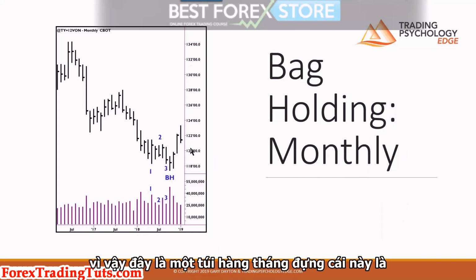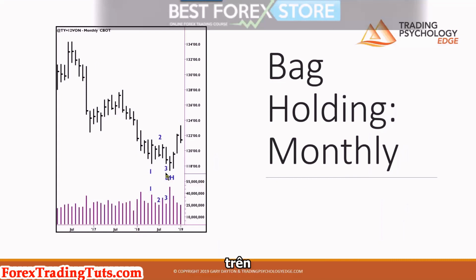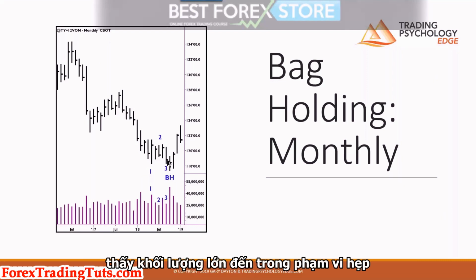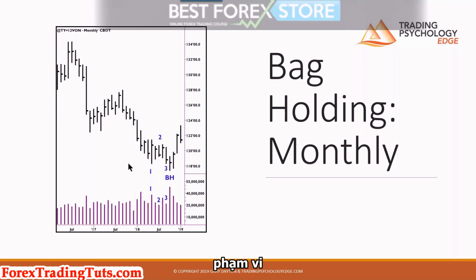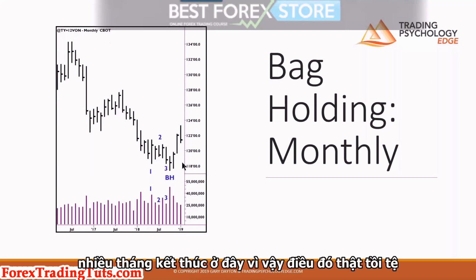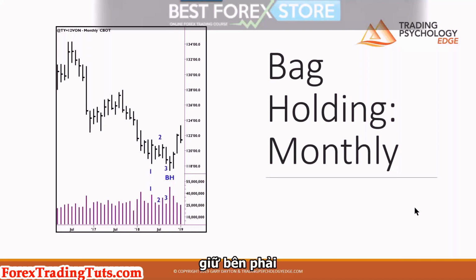So here's a monthly bag holding. This is on the 10-year note. You can see, I just focus on this. You can see the high volume coming in, narrow range. Nothing really to the left of us for months on end here. So that's bag holding, right?